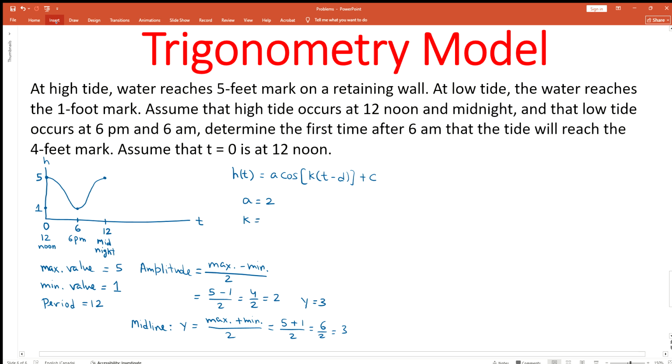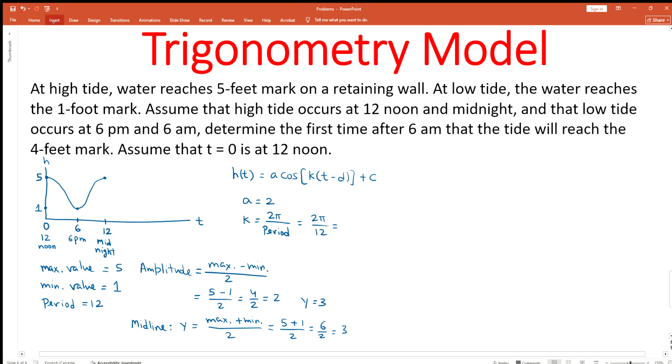For k, we can use the formula 2 pi over period. We use 2 pi because that's the period of the parent cosine function. As per the graph, the period is 12.